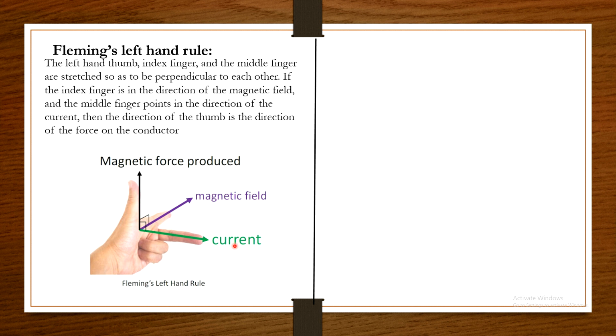Here first current is produced, then magnetic field is produced, and then magnetic force is produced. So Fleming's left hand rule means the left hand thumb, index finger and middle finger are stretched in such a way that they are perpendicular to each other. If the index finger is in the direction of the magnetic field, then the middle finger points in the direction of current and the thumb is in the direction of force on the conductor.